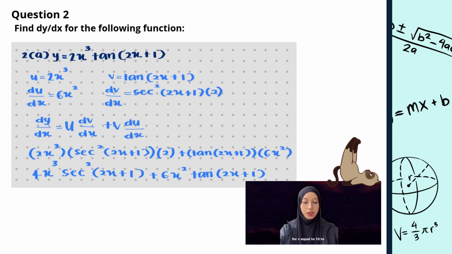For v equals tan(2x plus 1), we use the chain rule because it's a function within a function. The derivative of tan(2x plus 1) is dv/dx equals sec squared(2x plus 1) multiplied by 2. Then we substitute everything into the product rule formula. Finally, we simplify the expression to get the final answer. dy/dx equals 4x cubed sec squared(2x plus 1) plus 6x squared multiplied by tan(2x plus 1).